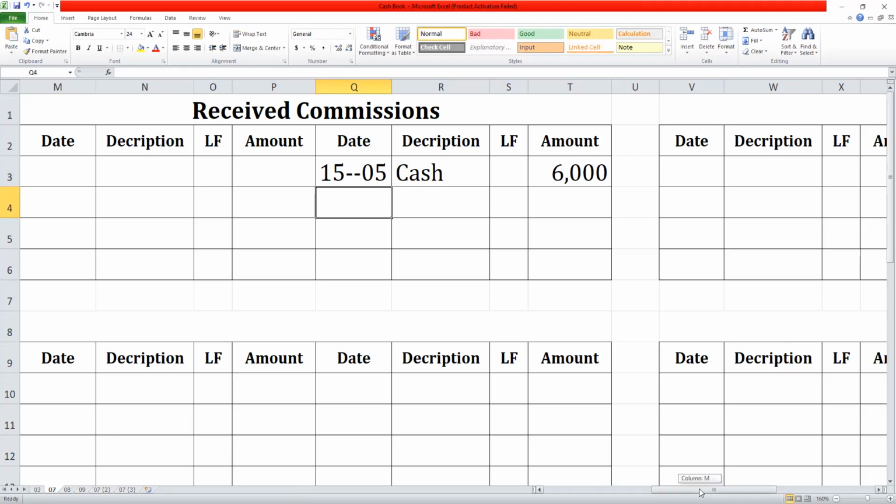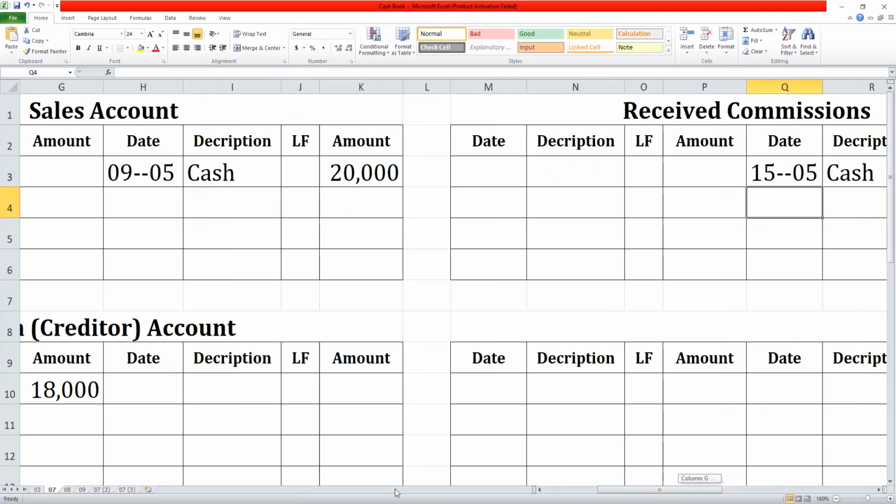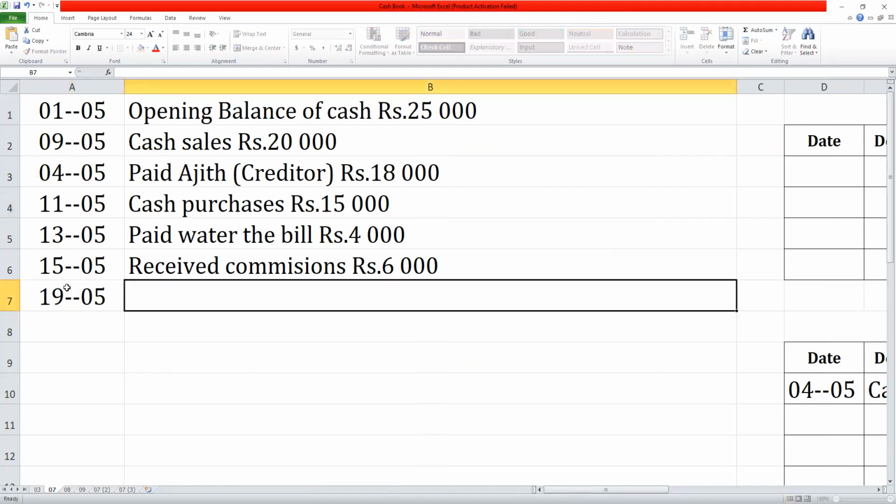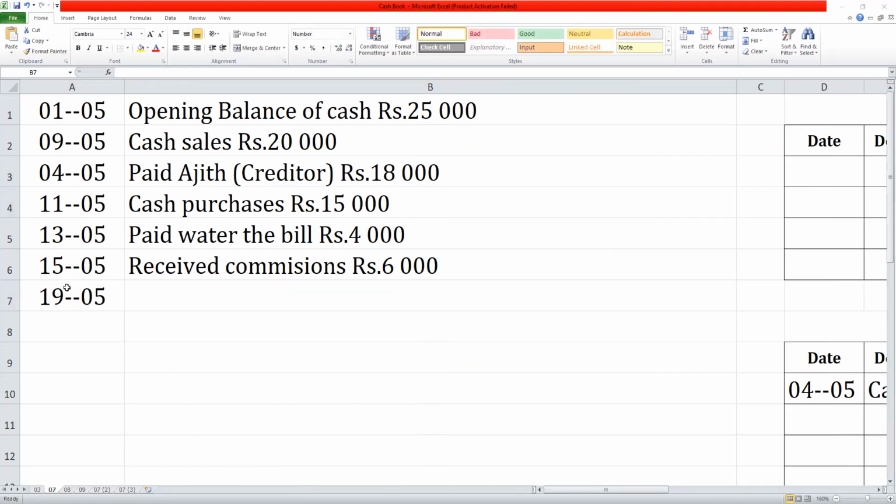Okay, good. Next date. Refer to the cash book and find the next date. So it is 19th May. It is on the receipt side, the debit side of the cash book. Then it is a collection, a receipt of cash. Amount is 19,000. Description Susil, a debtor. Can you describe the transaction?